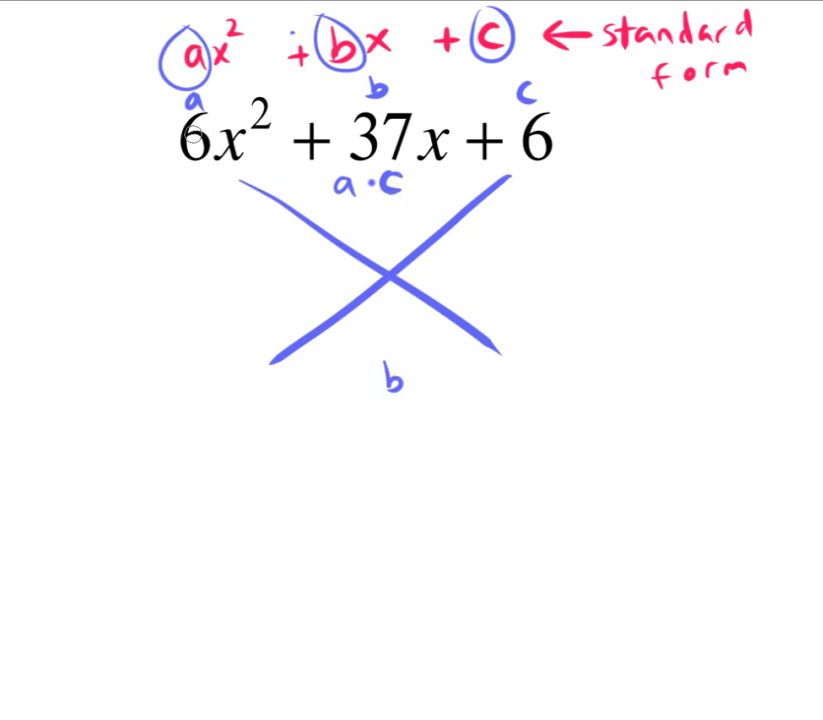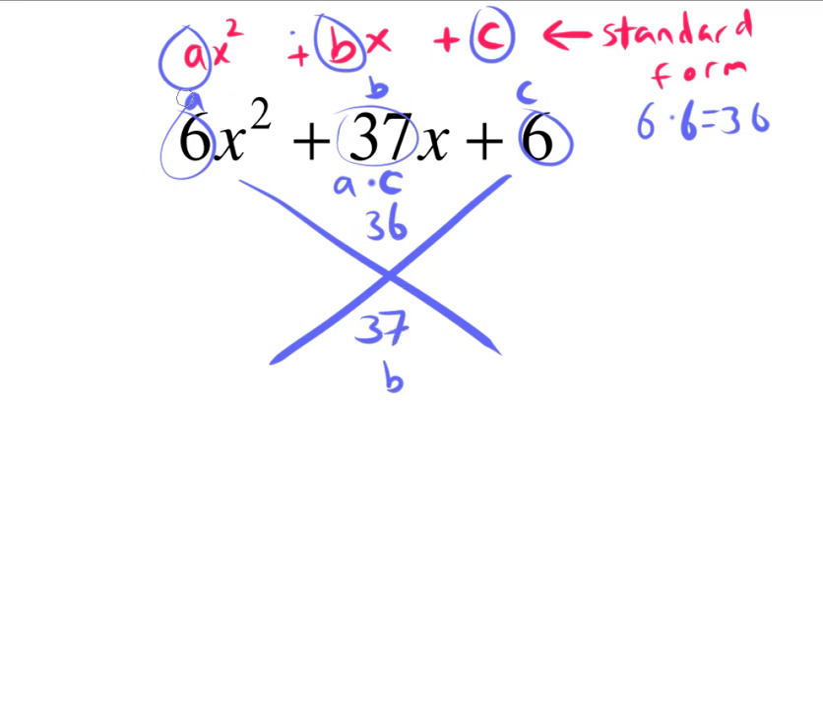So I'm going to multiply my A and my C value, which is 6 times 6 in this case. Once again, this 6 is my A, this 6 is my C. So 6 times 6 is going to equal 36, and I'm going to put that here up top, 36. Now I have 36, and here I have B. My B, in this case, is 37. So I have 36 and 37.